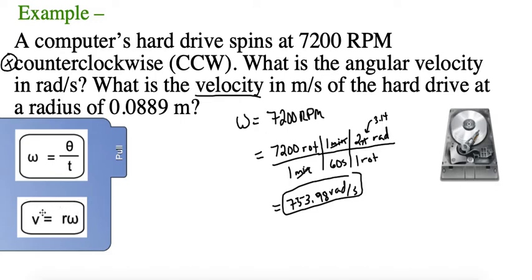If you forgot, we had an equation that we wrote down right here. So this relates linear velocity and angular velocity, which we're going to use for the second part here. So velocity equals that radius, 0.0889 meters, times that angular velocity, which is 753.98 radians per second. And that's going to get us to meters per second. So when we multiply that out in our calculator, we get 67.03 meters per second.